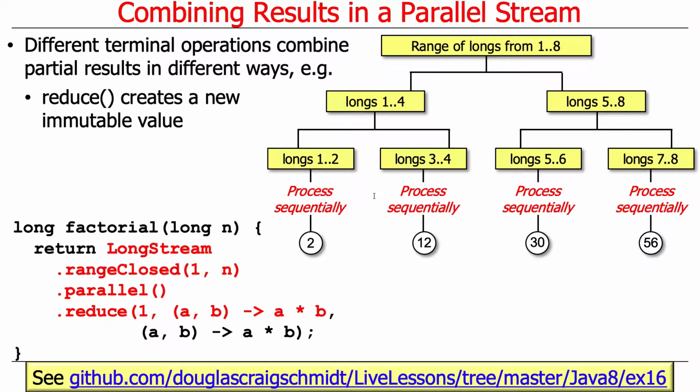As you can see here, longs of 1 to 2 are processed sequentially, and the way they're processed is by multiplying the two values together to create a single reduced result. So 1 times 2 is going to yield a result, 3 times 4 is going to yield a result, 5 times 6 will yield a result, 7 times 8 will yield a result. And you can see what those results are: 2, 12, 30, 56. Those are the things that might be done sequentially.